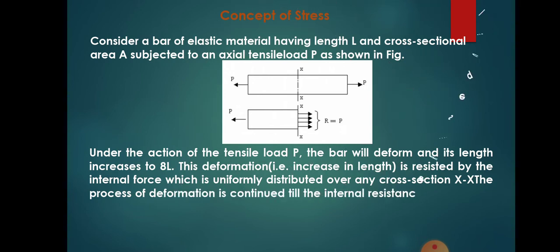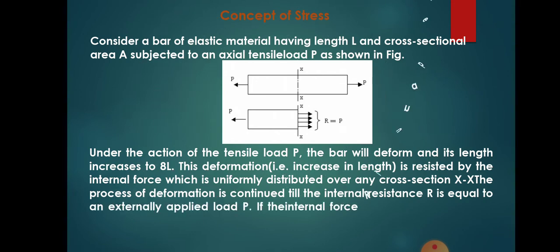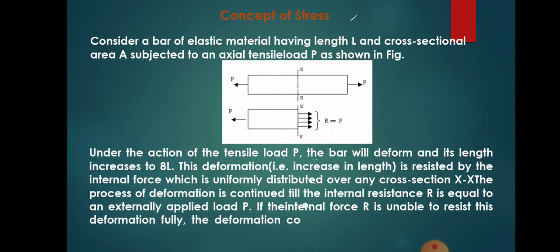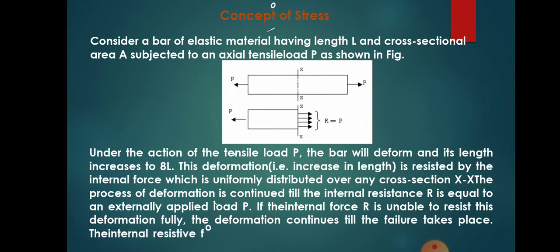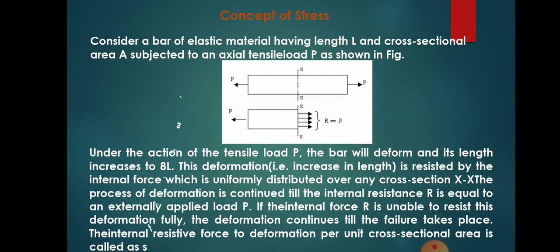After applying the force, this deformation, the increase in length, is resisted by the internal force, which is uniformly distributed over the cross section XX. The process of deformation continues till the internal resisting force R is equal to the external applied load P. If the internal force R is unable to resist this deformation fully, the deformation continues till failure takes place. The internal resistive force to deformation per unit cross-sectional area is called stress.